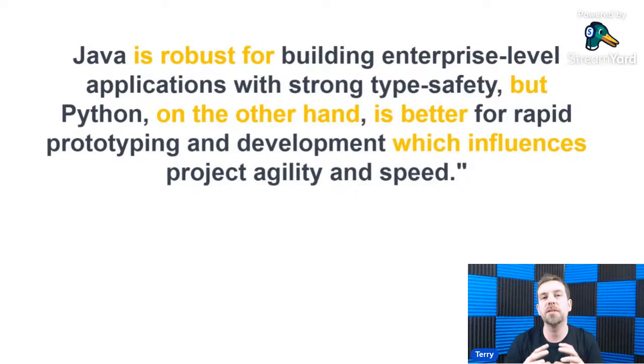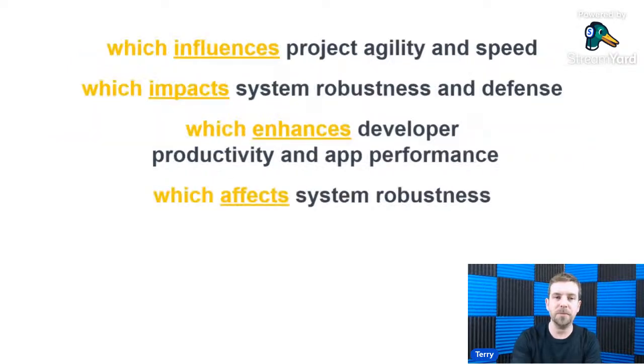Java is robust for building enterprise-level applications with strong type safety, but Python on the other hand is better for rapid prototyping and development, which influences project agility and speed, okay? So if we look at that last part, we have a couple of different verbs. We can say which influences project agility and speed, which impacts system robustness and defense, which enhances developer productivity and app performance, which affects, okay?